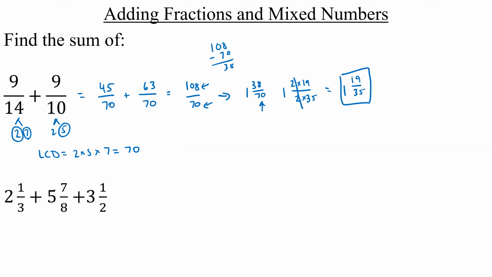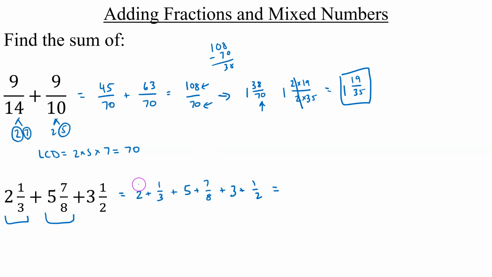Last example, adding together mixed numbers. If you'll recall, you can think of a mixed number as simply the sum of two numbers. So this first one, 2 1/3, is the same as 2 plus 1/3. And then 5 7/8 is the same as 5 plus 7/8. And finally 3 1/2, that's the same as 3 plus 1/2.